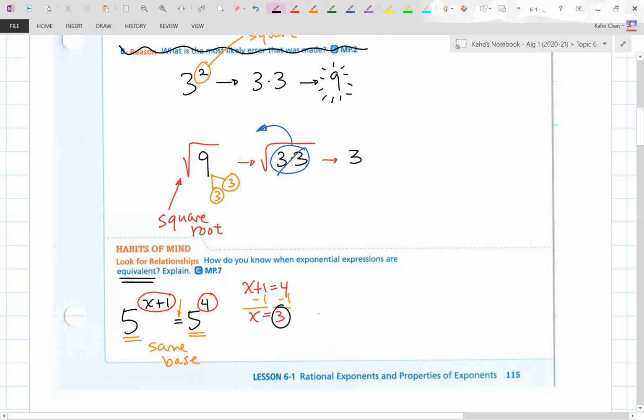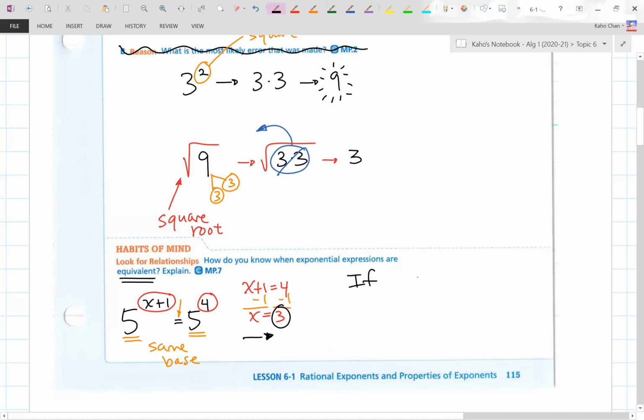We're just trying to present problems to you in a different way. They just happen to hide some algebra in the exponent part. So that gives me here a property for you. It's called the one-to-one property of exponents.